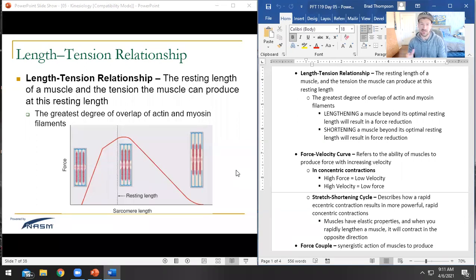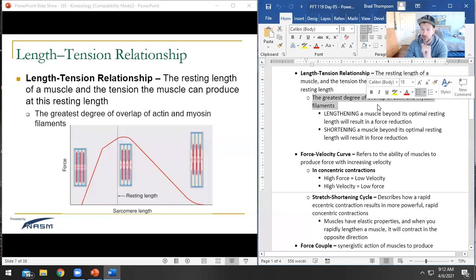It's like min-maxing, if you've ever heard of that: minimizing any downfalls and maximizing any benefits. It's the resting length of a muscle and the tension that it can produce at that resting length. There's another definition here as well. The other definition you'll sometimes hear is that it's the greatest degree of overlap of actin and myosin filaments.